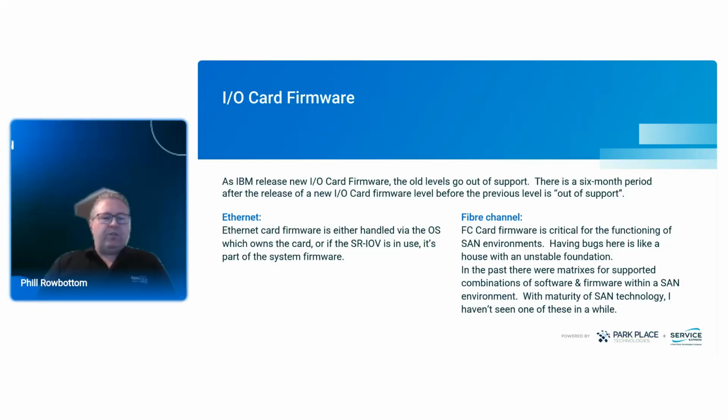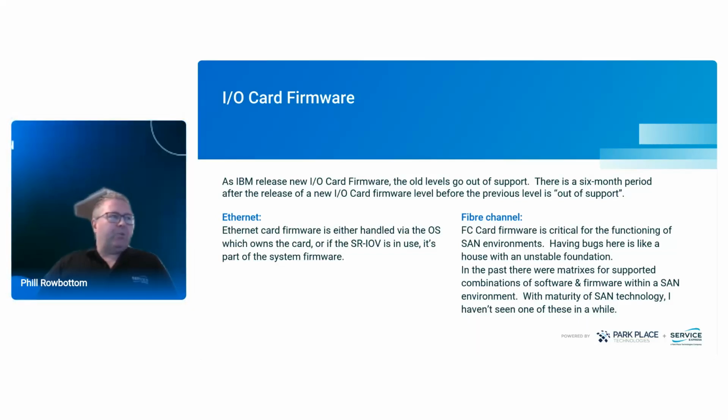If you're using SRIOV on your machine, the Ethernet card firmware becomes part of the frame firmware, of the system firmware. So that makes another reason to keep your system or frame firmware up to date. It has effects on your Ethernet card firmware. And of course, we've got fiber channel cards. This is fairly critical when you're operating in a SAN environment.